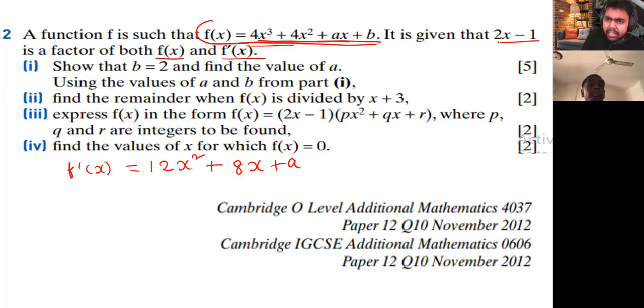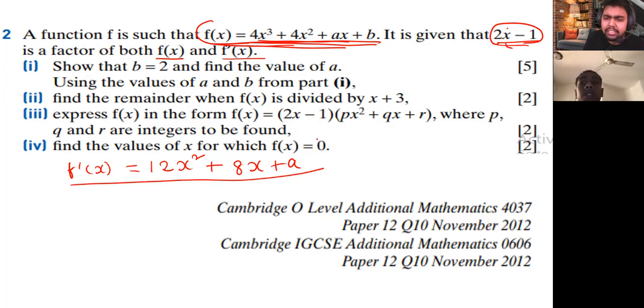The question is saying that when we put the value of x from this expression into each, that means in this one and in this one, we are always going to get zero. Why? Because this is the factor. Let us take 2x minus 1 is equal to 0. Try to find out the value of x from here. x would be equal to 1 by 2.